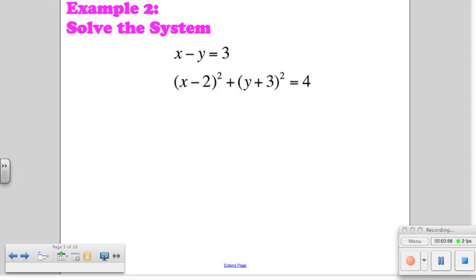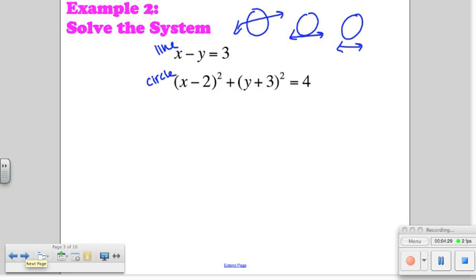X minus y equals 3, and x minus 2 squared plus y plus 3 squared equals 4. Now the first equation again is a line, and what kind of equation is the second one? I hope that you're thinking that it's a circle. Now, a line with a circle, think of all the options here. We could have 2 points, we could have 1 point, we could even have no points. So we can get a lot of options here again for answers.